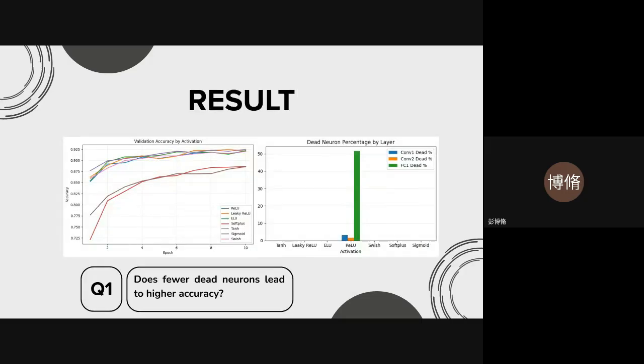Okay. First, let's answer the question, do fewer dead neurons lead to higher accuracy? From the validation accuracy plot on the left, we can see that several activation functions such as ELU, swish, leaky ReLU, and ReLU all reach similar final validation accuracy around the low 90% range. However, from the dead neuron plot on the right, ReLU clearly shows a more severe dead neuron issue, especially in the fully connected layer, where the dead percentage is much higher than the others.